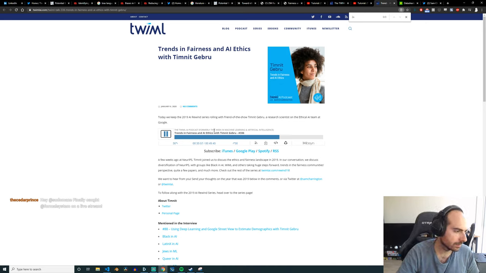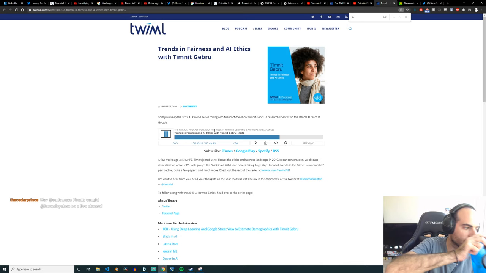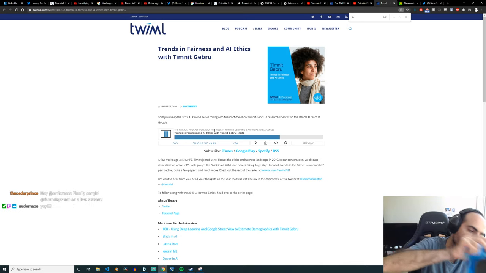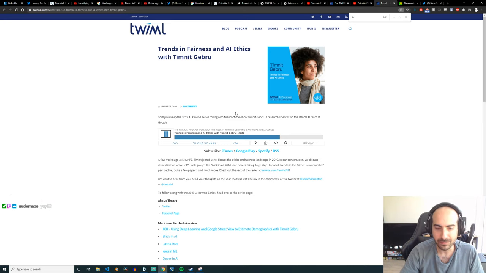The IBM one is a good one. Google is integrating a lot of things into TensorFlow, like fairness indicators, for example. There's also a lot of educational material.